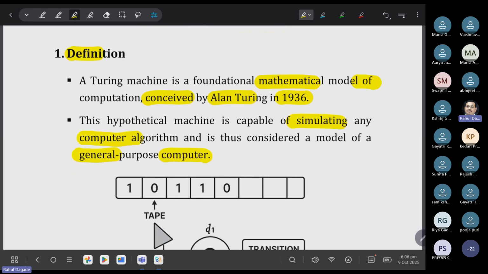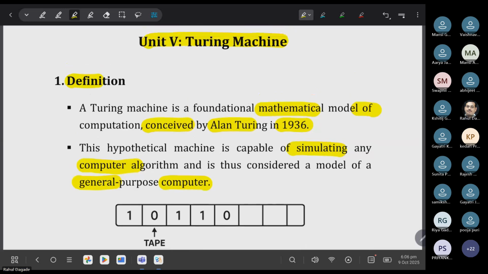And later on, in the name of Alan Turing, we have the Turing Award in computer science related fields. It's like the Nobel Award we have in other areas, like physics and chemistry. So in computer science, we have an award like the Turing Award.